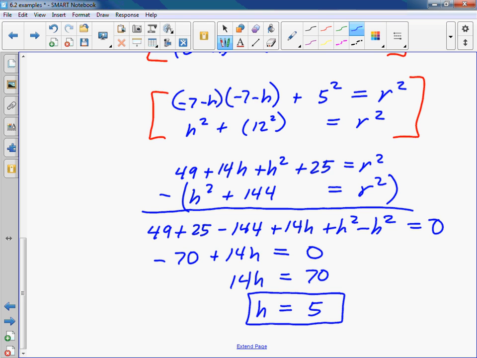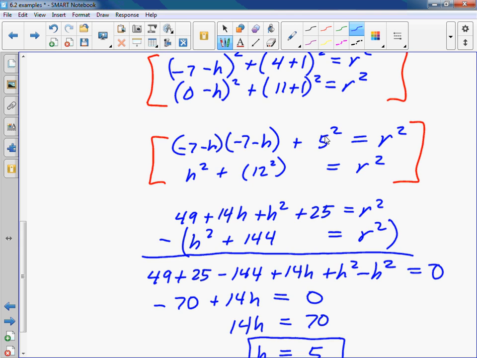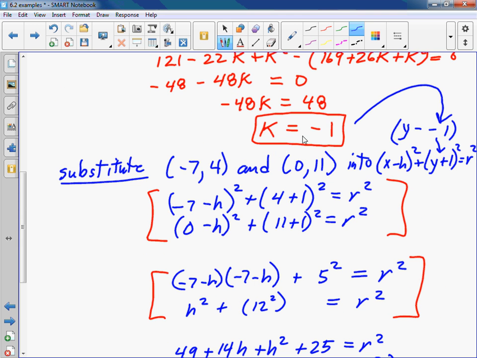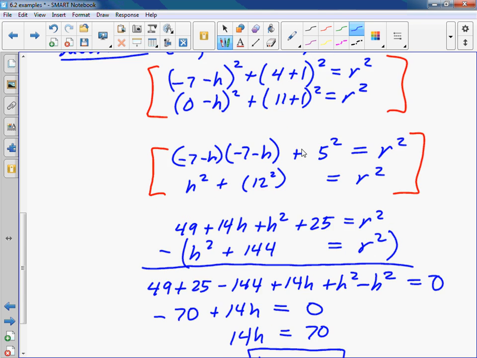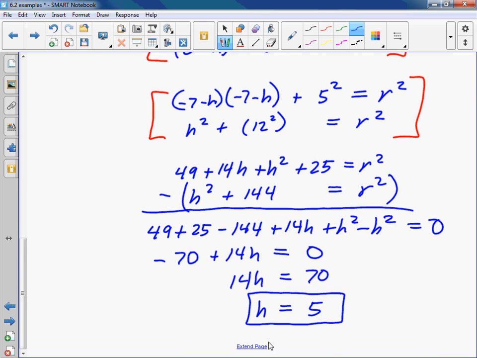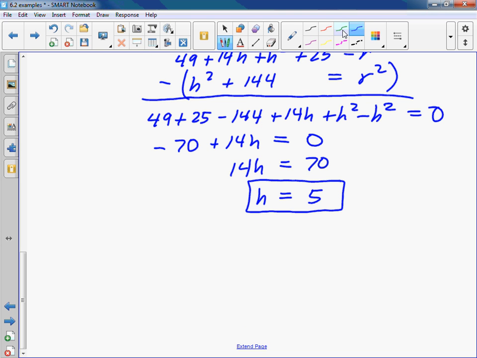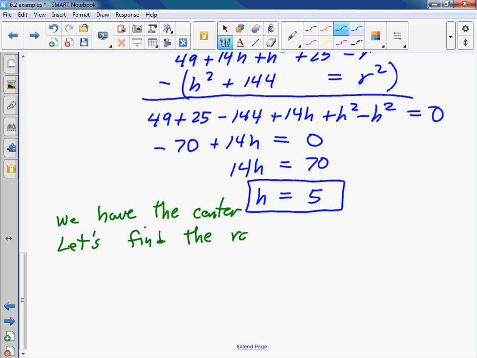We're on fire. So now we've got h is 5, k is negative 1. What do h and k represent? Coordinates for the center of the circle. So we know the center is 5, negative 1. What's the only thing we need? Okay, we have the center. Let's find the radius by substituting.